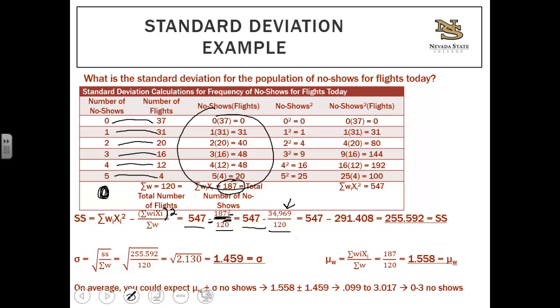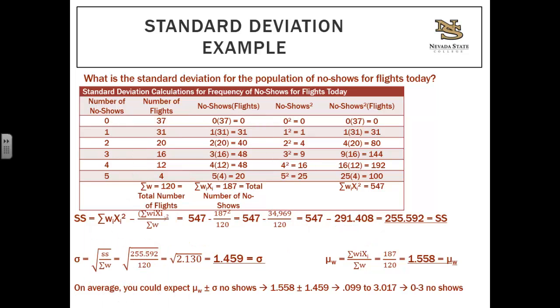Well, now I'm left with subtraction and division. Division comes first, so I just copy over my 547, then subtract. So 34,969 divided by 120 gives me 291.408. Now I'm finally ready to subtract. So I solve for this, and I end up with the sum of squares of 255.592. Remember, always round to the thousandths place.